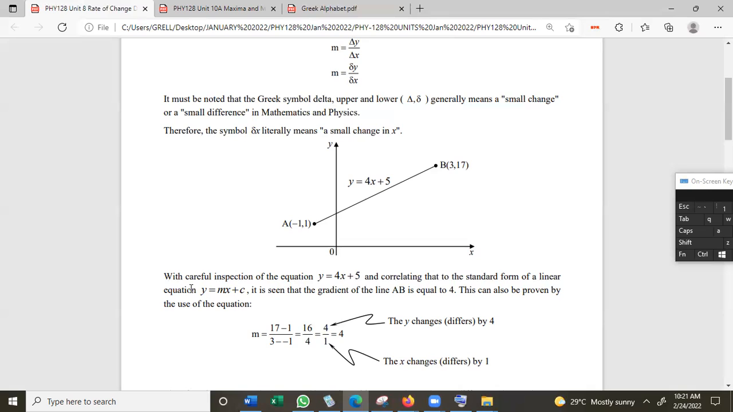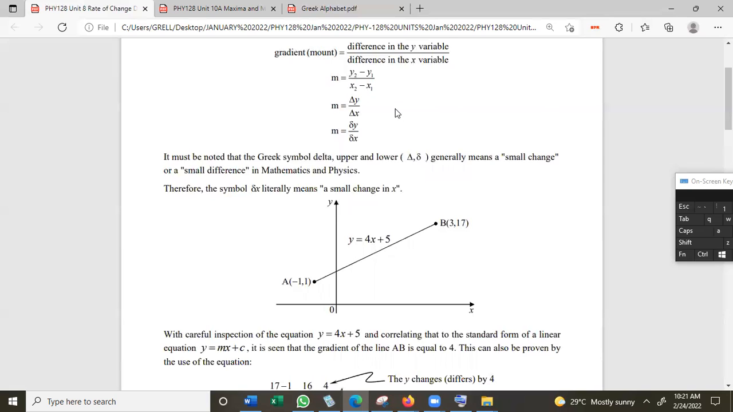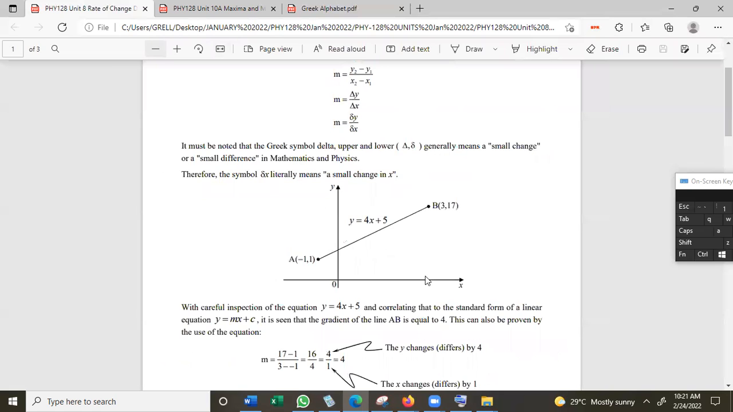Let's talk about that. With careful inspection of the equation, y is equal to 4x plus 5, and correlating that to the standard form of a linear equation, y is equal to mx plus c, it is seen that the gradient of the line AB is equal to 4. This can also be proven by the use of the formula. So you have y2 minus y1 over x2 minus x1, back to that formula there, for gradient. And we have 17 minus 1 over 3 minus minus 1, 16 over 4, 4 over 1.